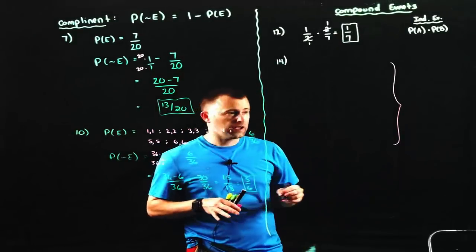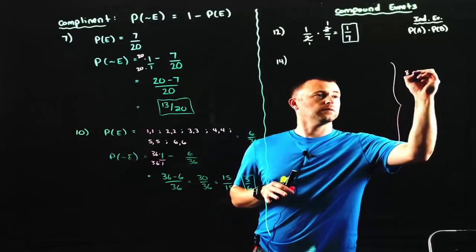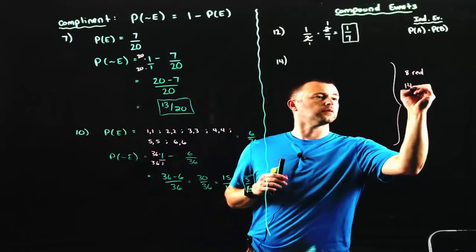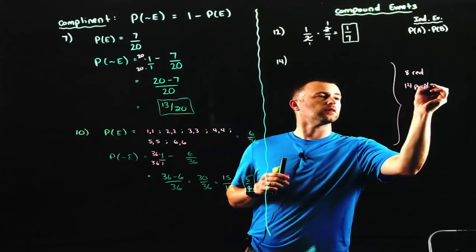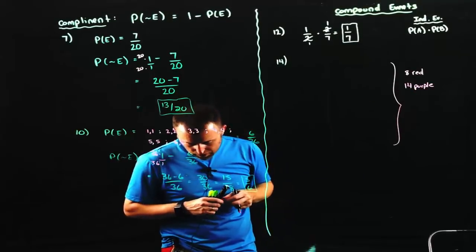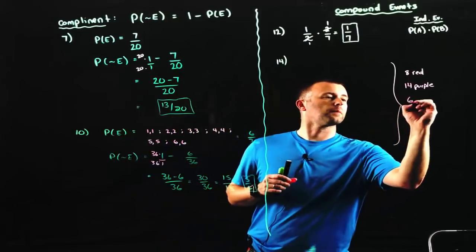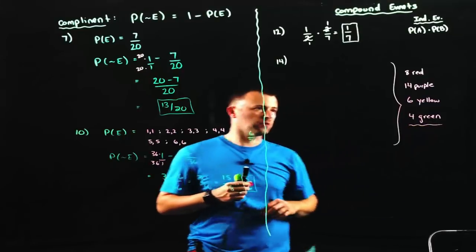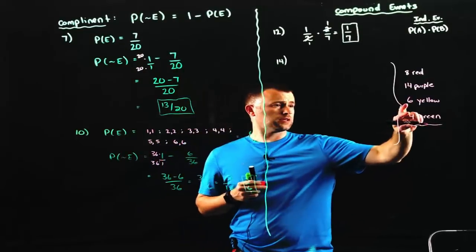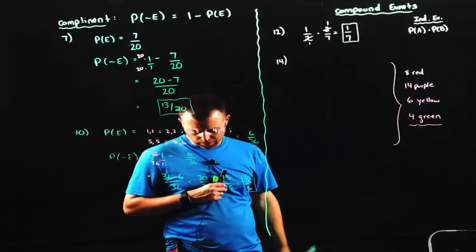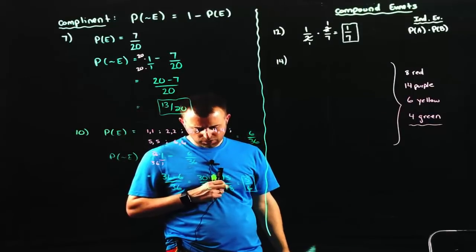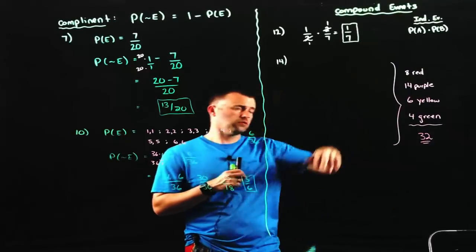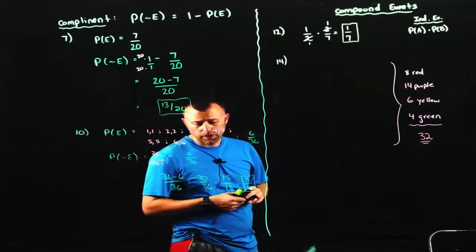But in this case, we have 8 red crayons, so 8 red. We have 14 purple. We have 6 yellow and 4 green. Now, because we're doing probability, I probably want to get that total. So we add those up. What do we got? 32. Yes, we got 32 of these. So there's 32 total crayons that we're working with.